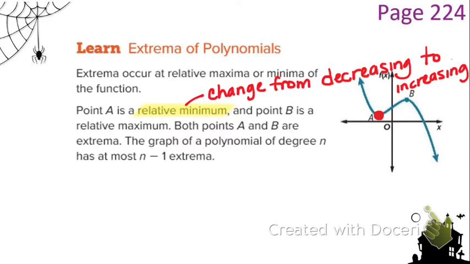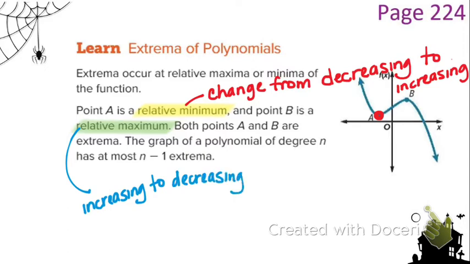And then we have a maximum when we change from increasing to decreasing. So on this graph, this blue dot, that would be a maximum.